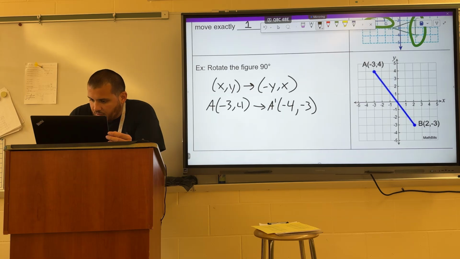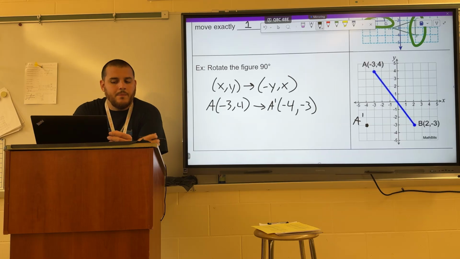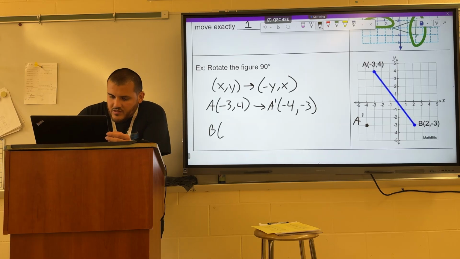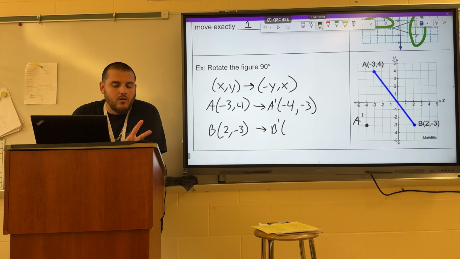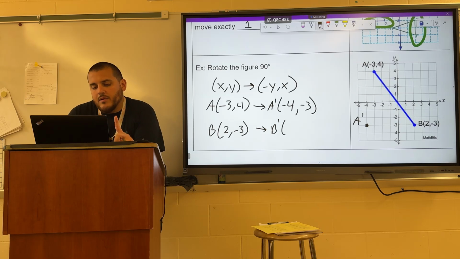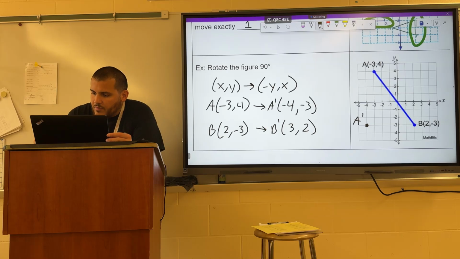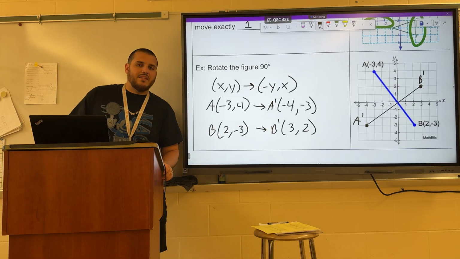So I can graph that, -4, -3 would end up right here for A prime. Then point B on our pre-image was located at +2, -3. And if I perform that same change, flipping my x and y coordinates and changing the sign of my y, my -3 will flip up front and I'll change the sign to +3. The x flips to the back and it keeps the same sign. So B prime would be at +3, +2. Right there is B prime, and there is the 90-degree rotation of that segment.